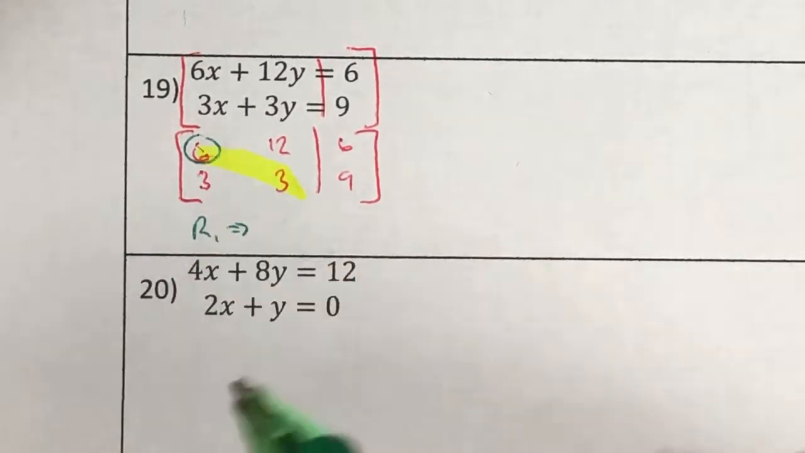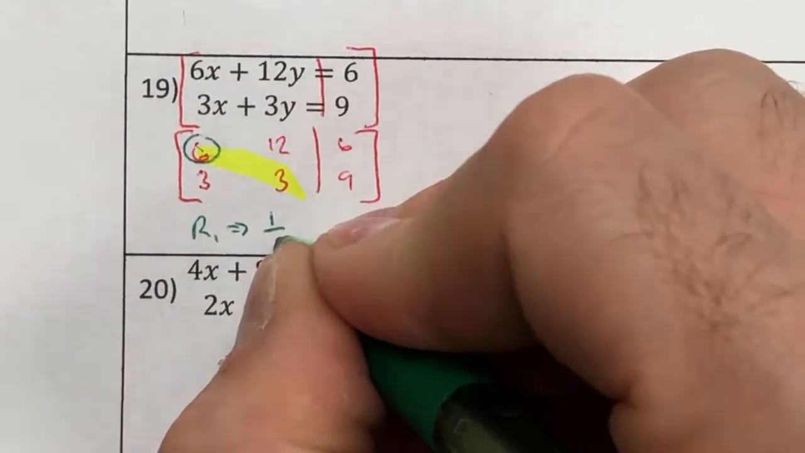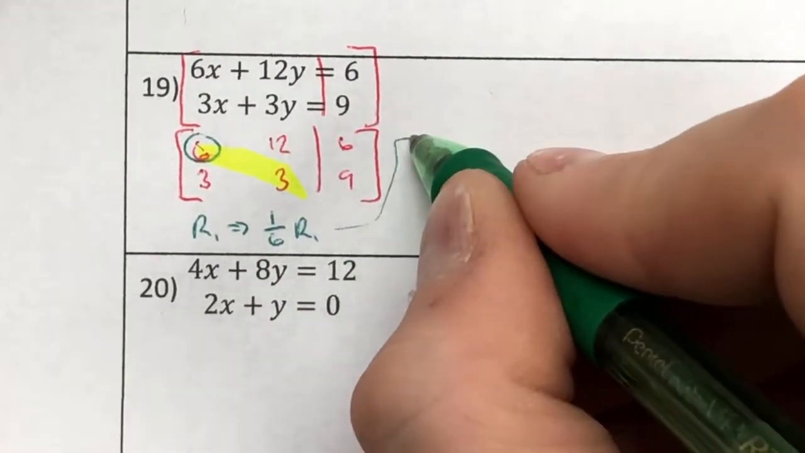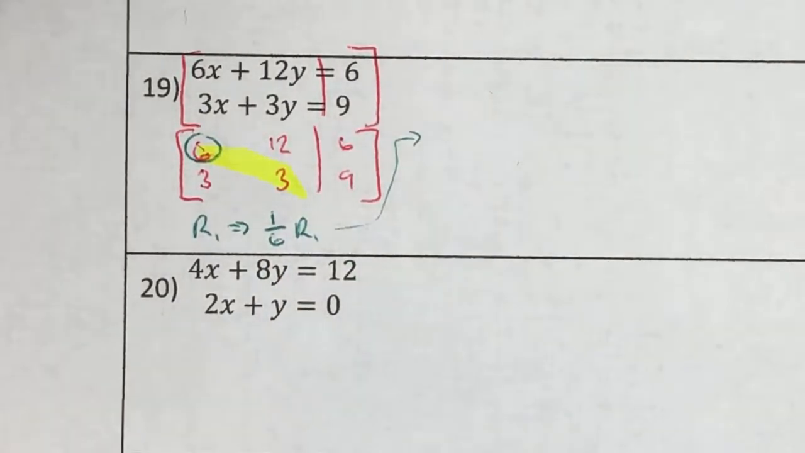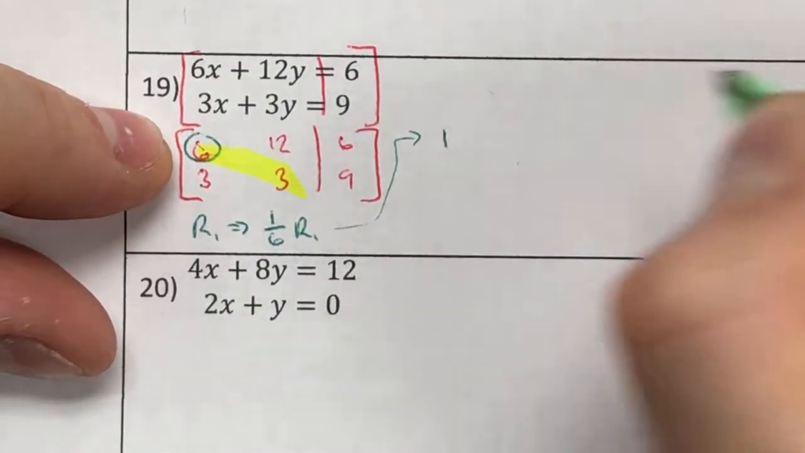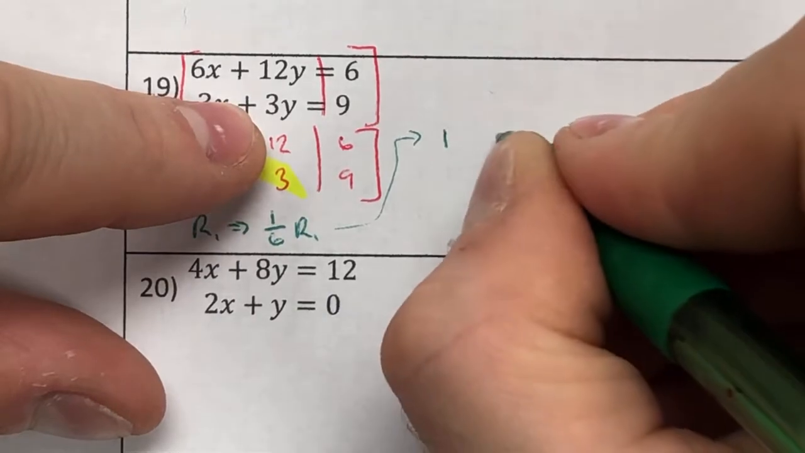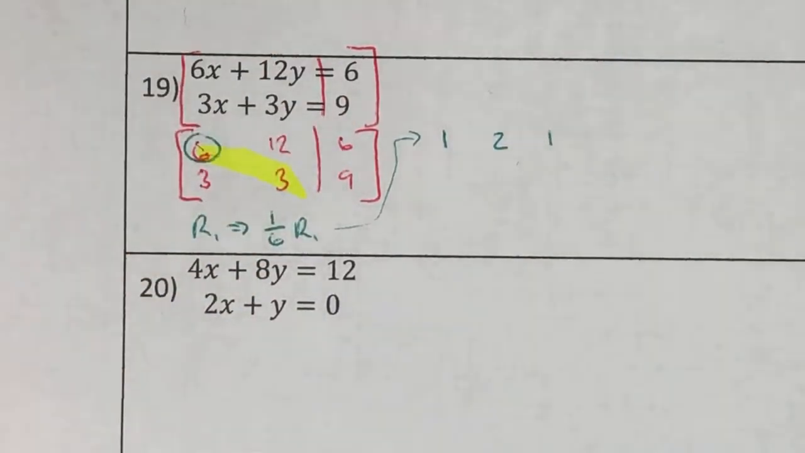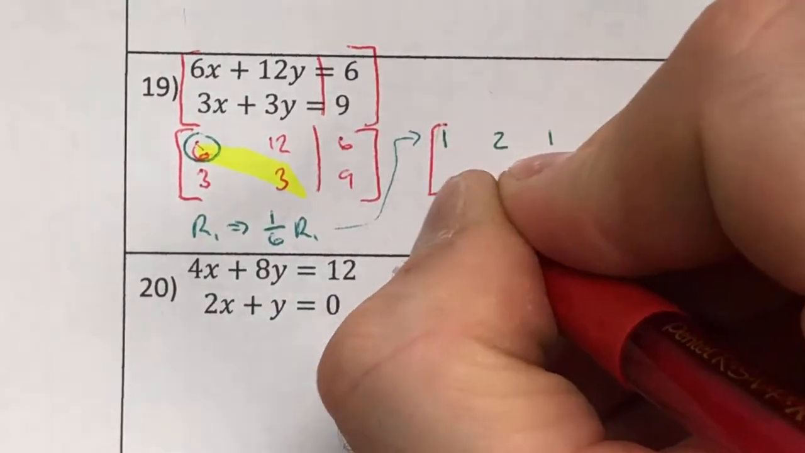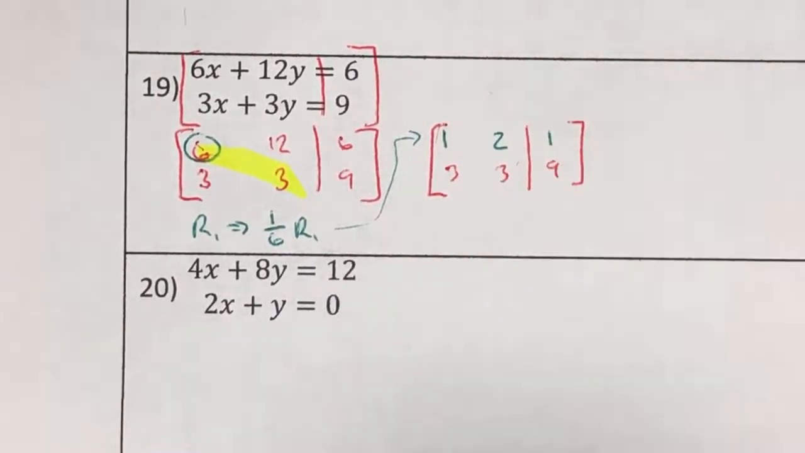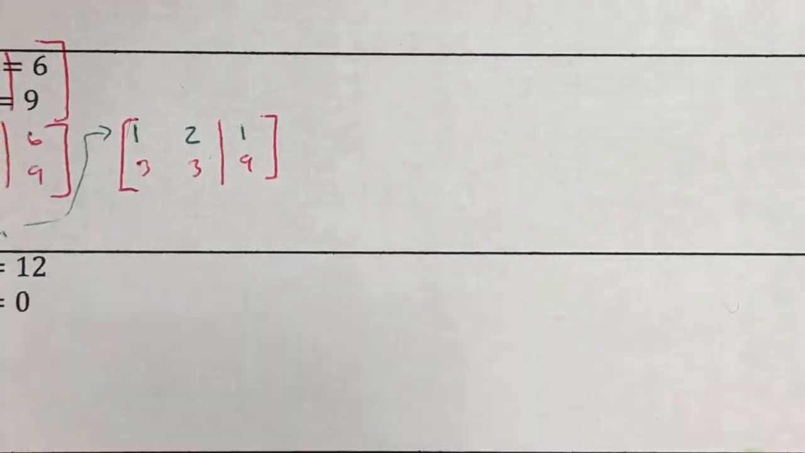I'm just going to multiply this by the reciprocal of 6, which is 1/6, which means that my top row is going to be the changing one. 1/6 of 6 is 1, 1/6 of 12 is 2, and 1/6 of 6 is 1. Everything else stays the same. And then I rinse and repeat.